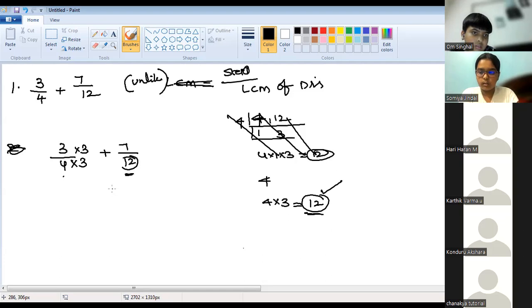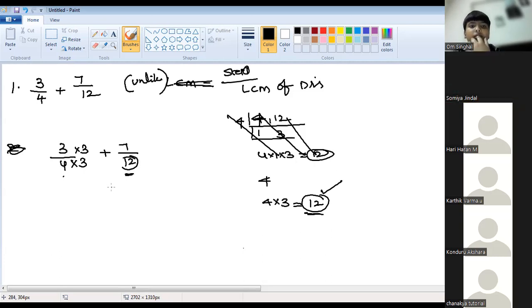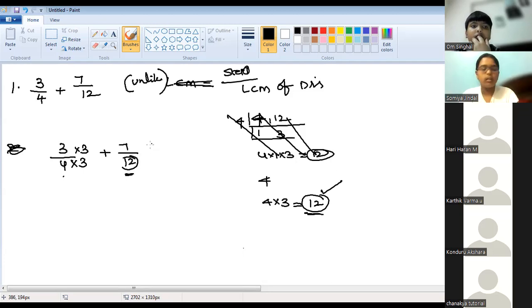Ma'am, it's me, ma'am, Varshit. Ma'am, while doing LCM, we need to use prime numbers, right, ma'am? We cannot use composite numbers. Very good question asked by the child. Excellent. Can I know the child's name? Ma'am, Varshit. Varshit, you are absolutely correct.